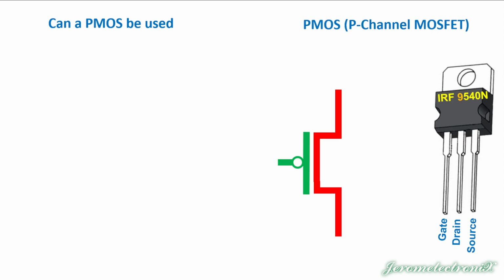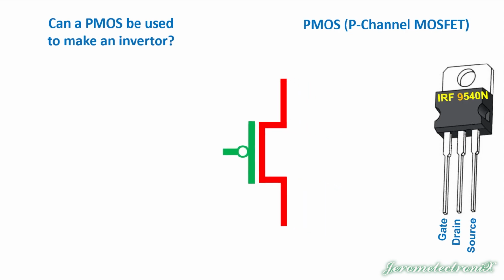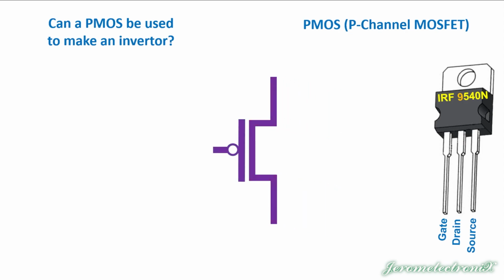Pause the video if you need to. Okay, so can a PMOS be used to make an inverter? Well, let's try. Let's hook it up like we did before. We need a source on this thing. That's the 5 volts, the VCC, the digital 1.